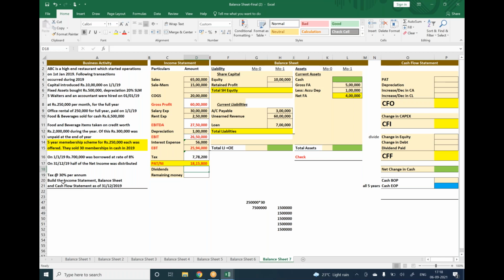What about dividends they're saying? Here, on 31st December, half of net income was distributed. So that means divided by 2. So 9,07,900 was distributed. So what is the remaining money left in the company? 9 lakhs. That is nothing but your retained profit. So I'll add up the total shareholder equity, total liabilities. So your total liabilities is this plus shareholder equity. Tell me if I'm fast. Did you understand?